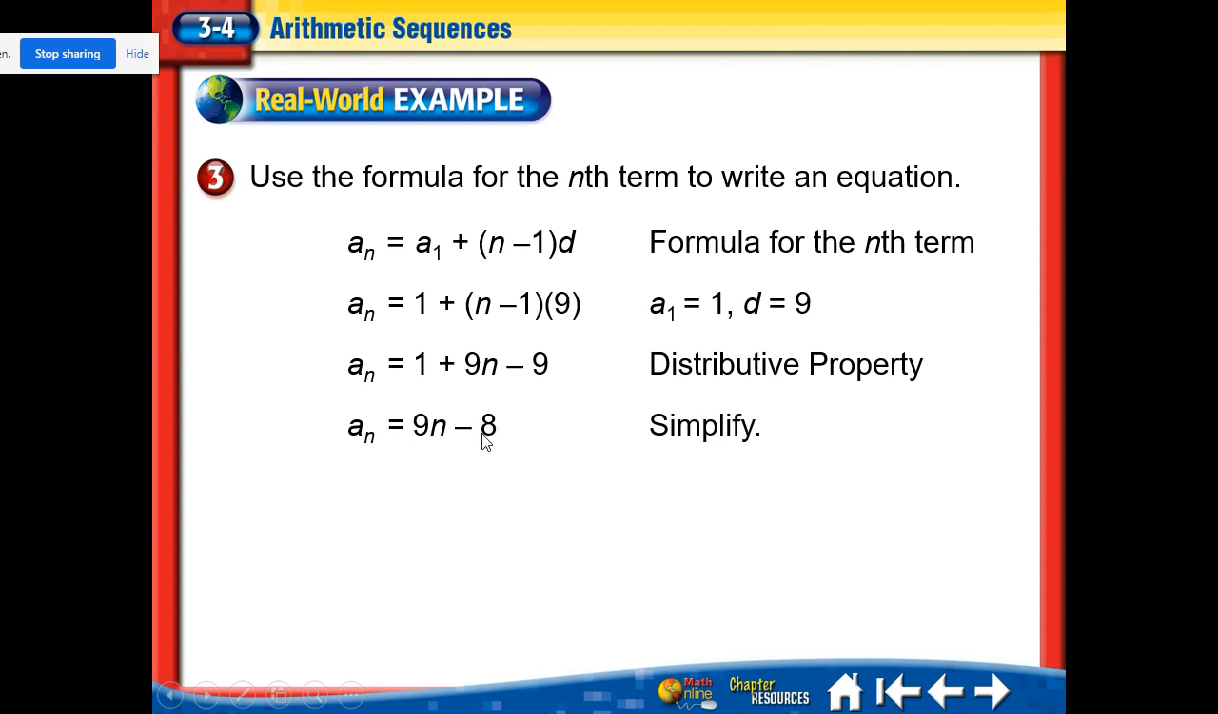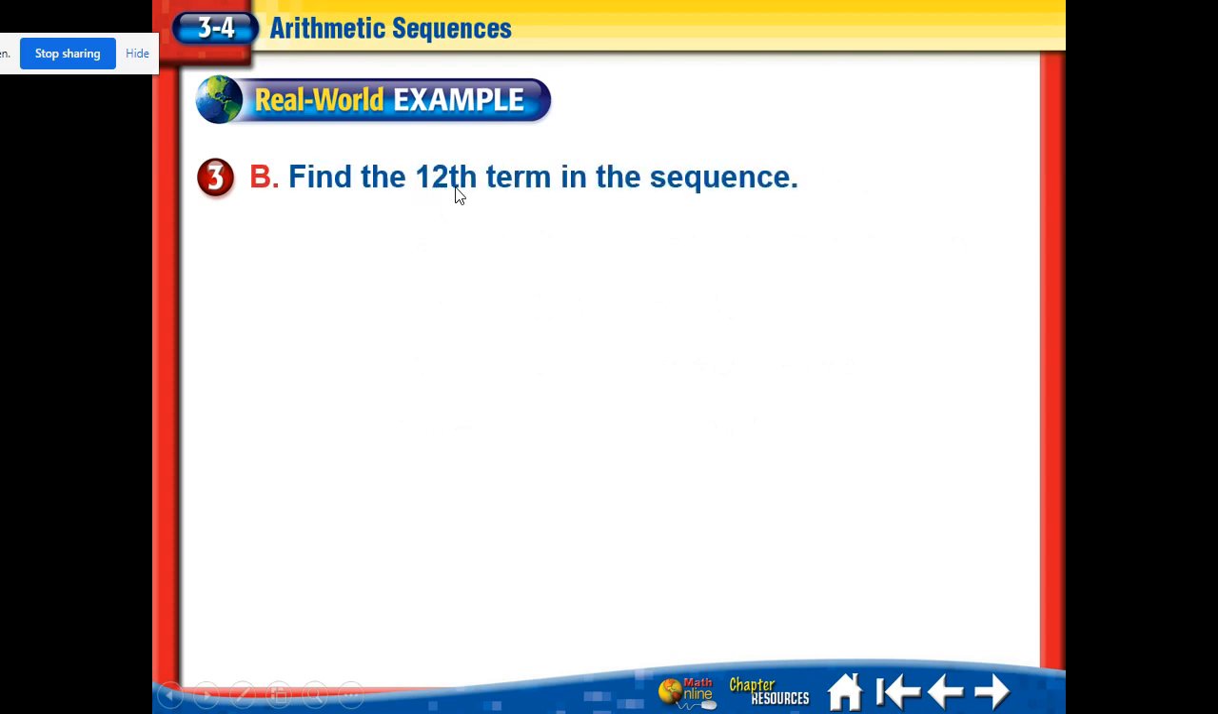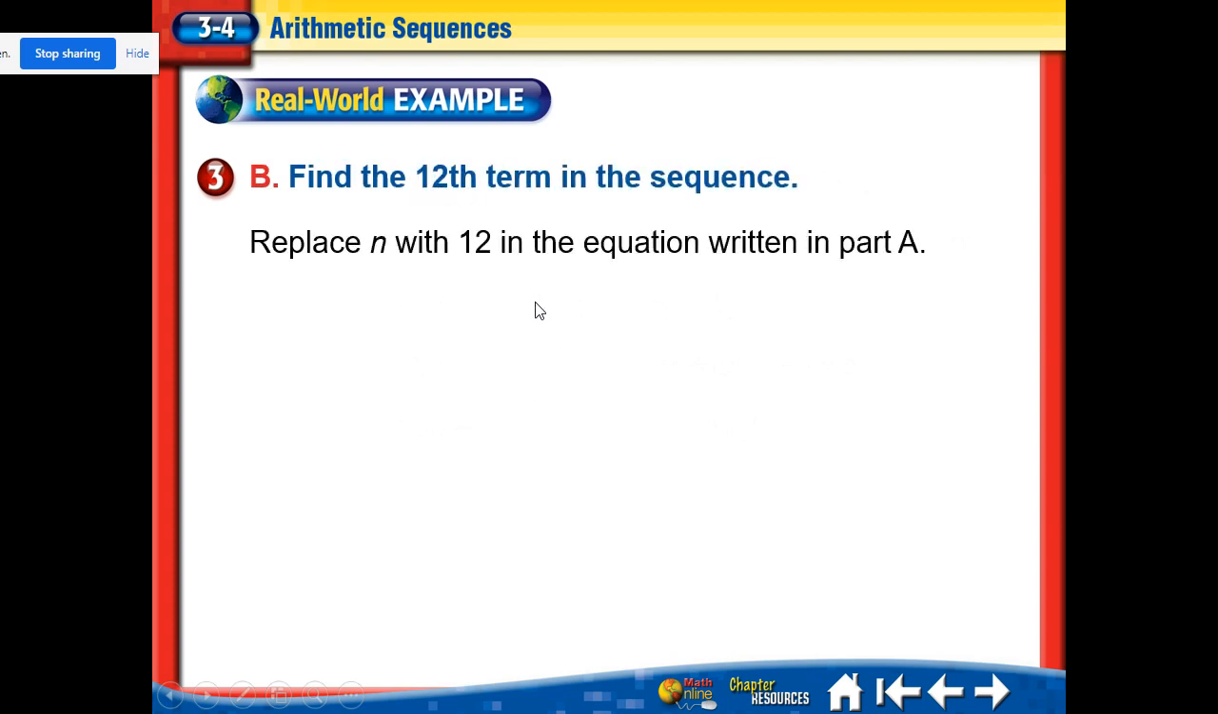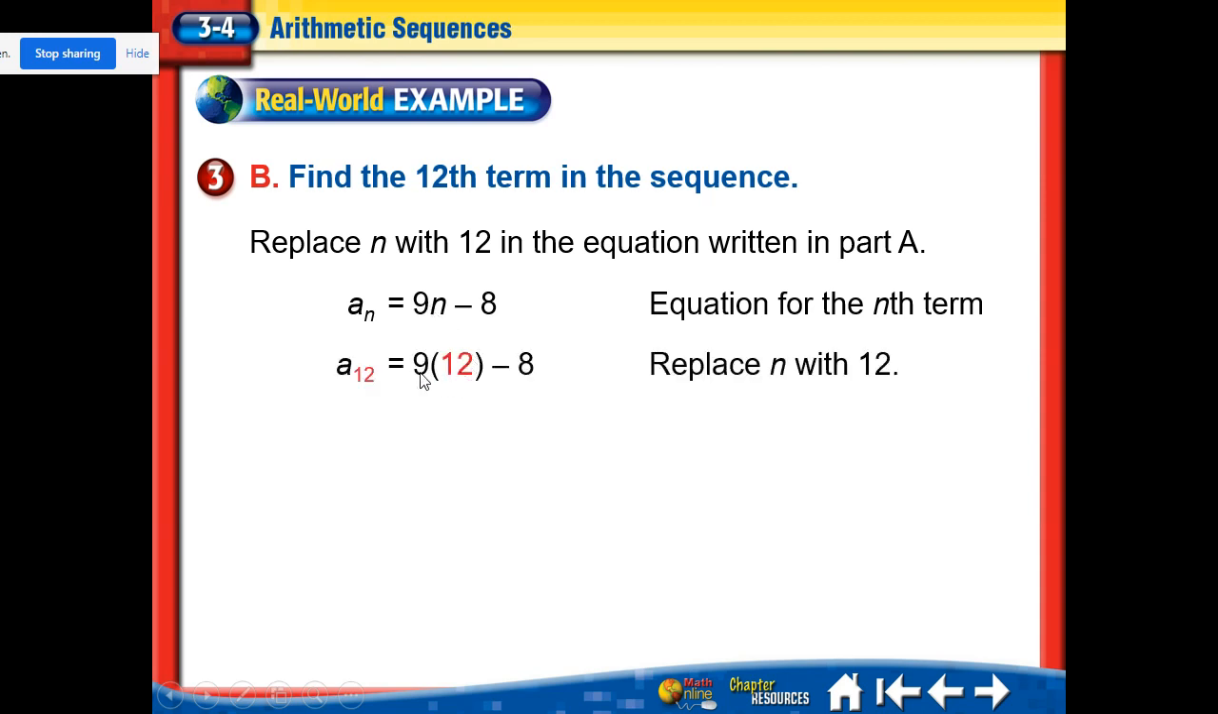And that's our formula. And how does that help us? Well, if I want to find the 12th term, I can just put 12 in for that next to that 9. 9 times 12 minus 8, or 100. So the 12th term in this series is 100.